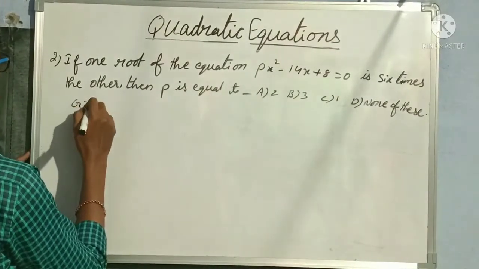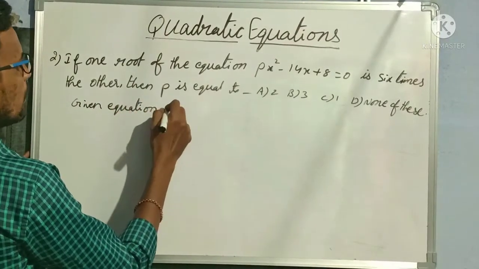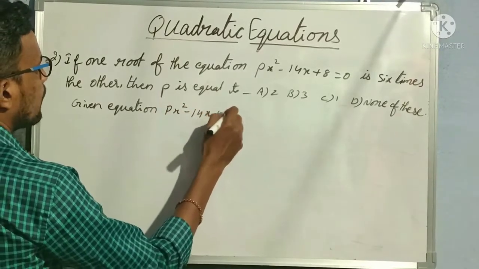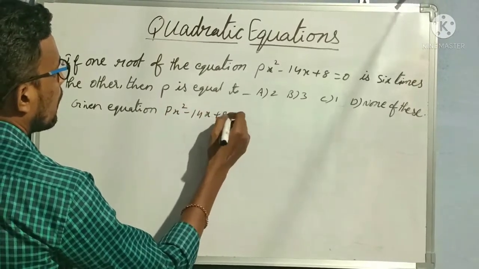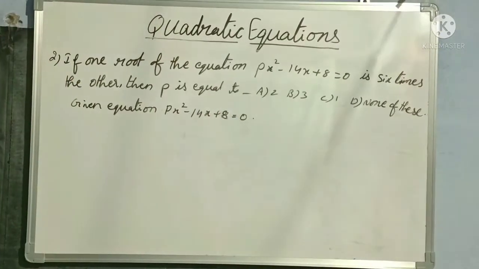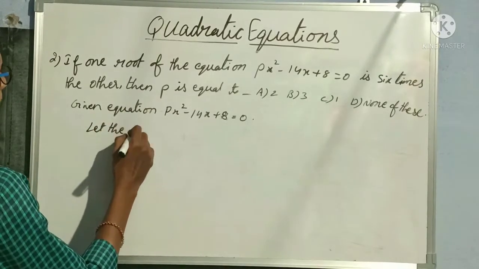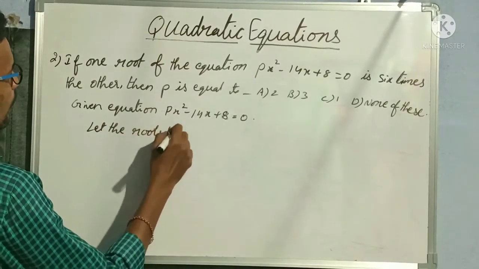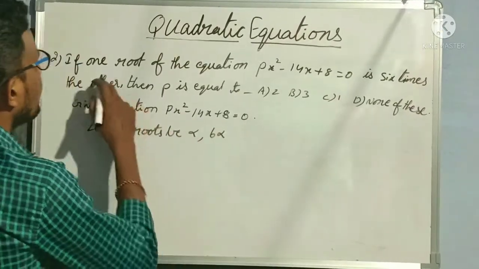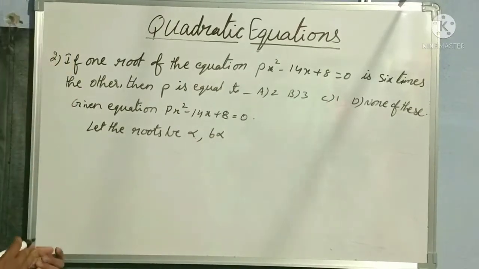So given equation, px square minus 14x plus 8 is equal to 0. Okay. So let the roots be alpha, comma 6 alpha. He is saying that the other root is 6 times alpha, right? So that's why I am taking alpha, comma 6 alpha.